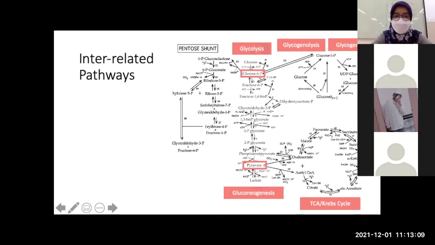We have the glycolysis pathway over here. There are 16 steps. So glycolysis, glycogenolysis, glycogenesis, this is gluconeogenesis, and Krebs or TCA cycle. The role of carbohydrate metabolism pathways is mainly to break down glucose, store glucose and synthesize glucose. So that's generally the things that these 5 pathways will achieve.